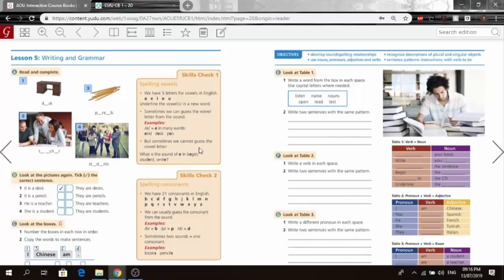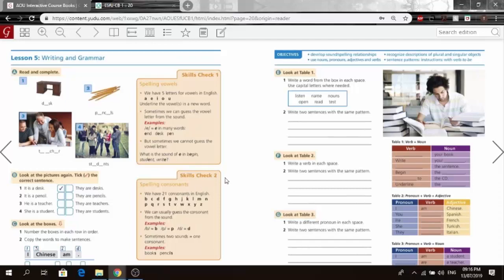But sometimes we cannot guess the vowel letter, because the English language has a lot of words that have silent letters. Or not silent, it's just pronounced differently. So what is the sound of E in begin? Sometimes you can't even tell that begin has an E in it. Student, you kind of tell that it has an E, but right, on the other hand, it is just fully silent, right? If someone doesn't know English and you tell him how to spell right, he probably wouldn't know that there's an E at the end.